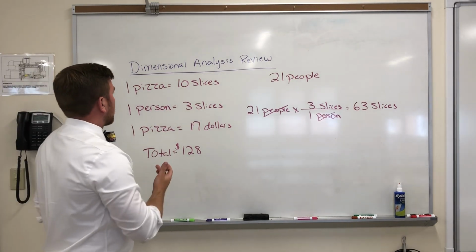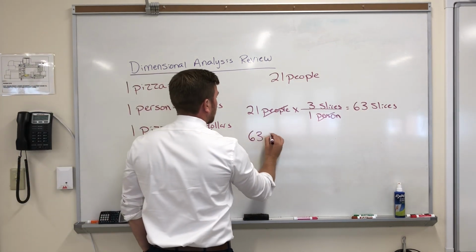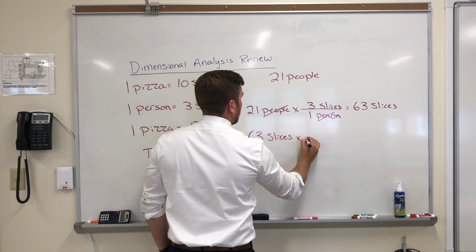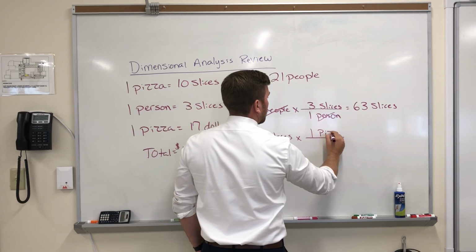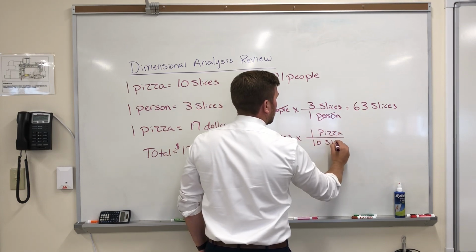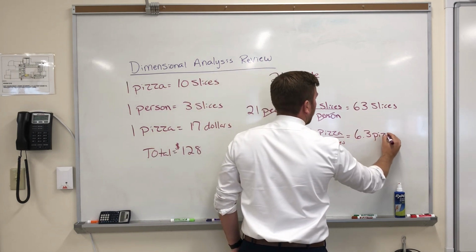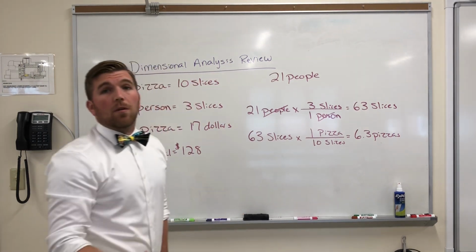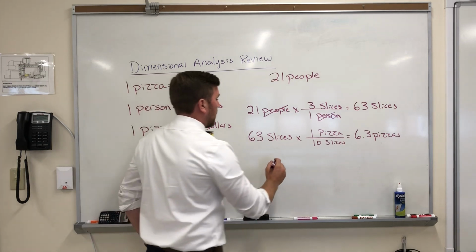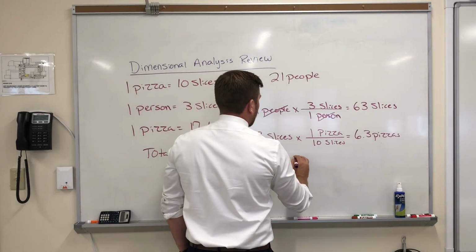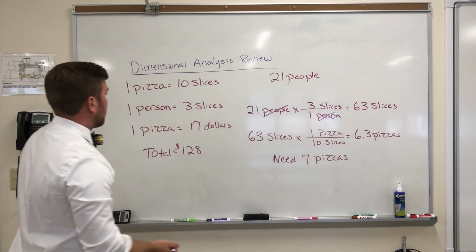So I'm going to need 63 slices of pizza. Which means when I look at this, I know that each pizza is 10 slices. So 63 slices, and again we multiply, 1 pizza over 10 slices. So I'm going to need 6.3 pizzas. This is a real world problem. I can't order 6.3 pizzas. Logically, I would need to order 7 pizzas. So I need 7 pizzas to feed everybody, including myself, for this party.